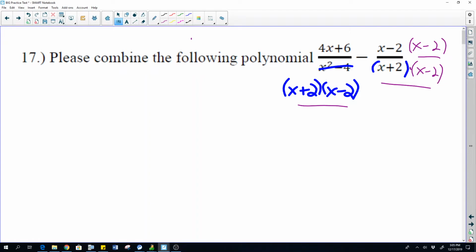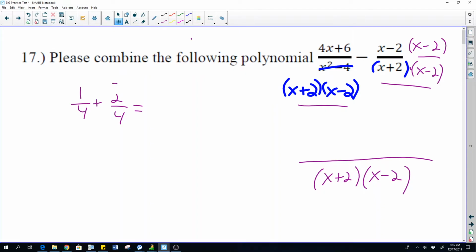And now we just want to combine the top over the bottom just once. So we're just going to write that common denominator once down here, x plus 2 times x minus 2. Why did we write it over the bottom once? Well, because it's kind of like this. You remember 1/4 plus 2/4? This is just like another example. So it's 1 plus 2 over 4, or 3/4. We're combining the top, 1 plus 2, over the bottom, not twice, but just once. So we're taking that common denominator and writing it just once down here.